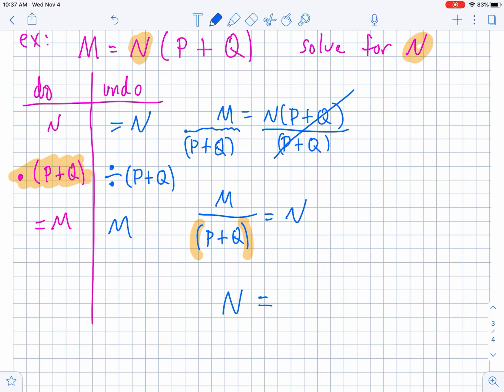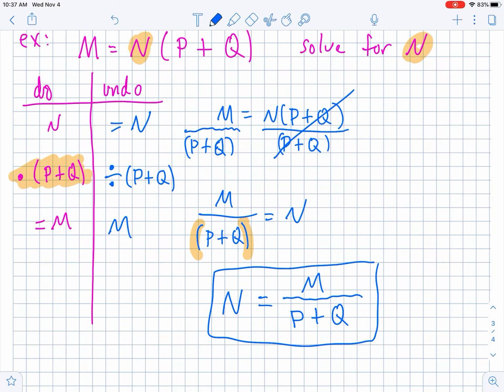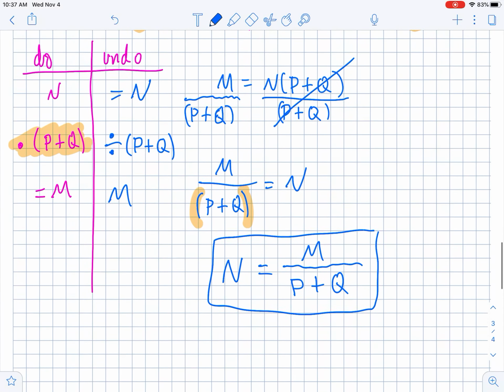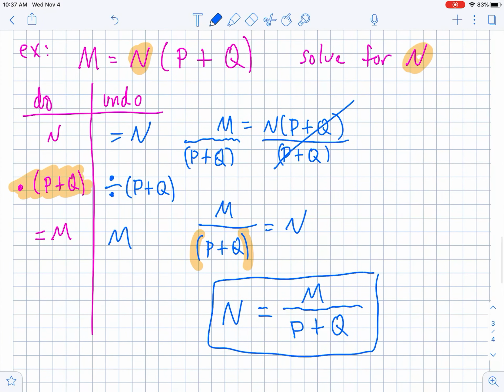And you don't technically need these parentheses. They're not really doing anything. So I guess we could just say, and we'll flip it around too for all you left-handers out there, m over P plus Q. I'll box my answer to stay consistent.